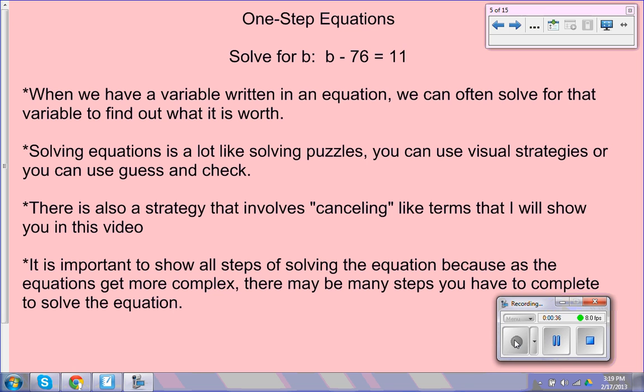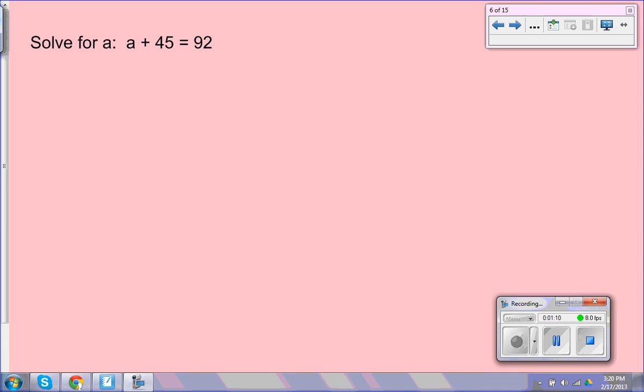It's important to show all steps of solving the equation because as the equations get more complex, there may be many steps you have to complete to solve the equation. Now this video is going to include how to solve equations that include addition, subtraction, multiplication, and division. And it can get very long, but make sure you watch the whole video and take note of where I address certain types of problems so you can come back to it and not have to watch the entire video next time. So let's take a look at a plus 45 equals 92.